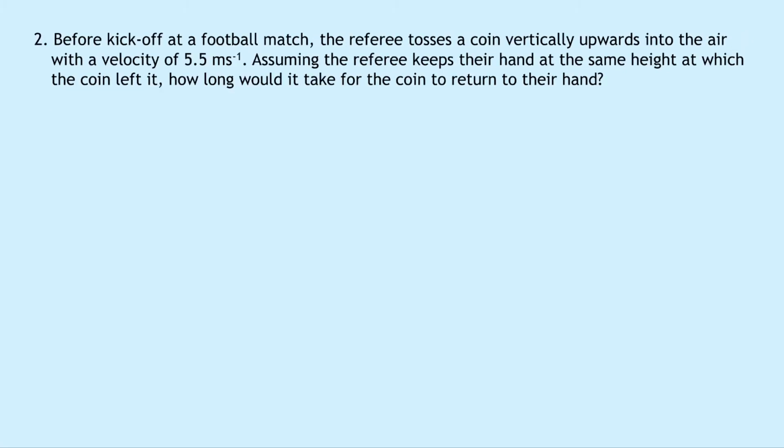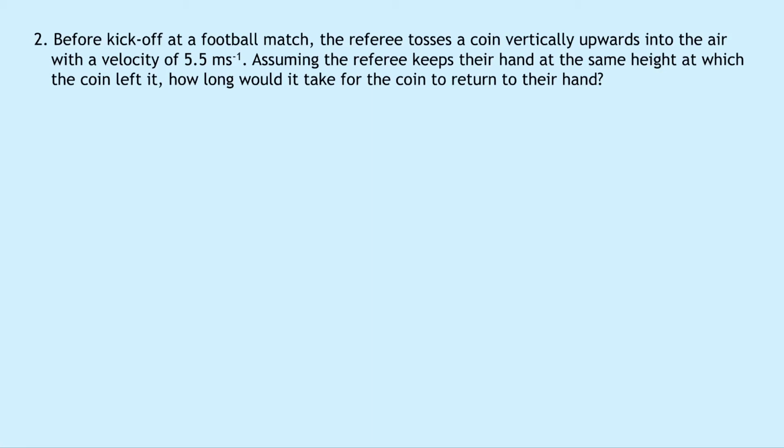Question 2 says before a kickoff at a football match, the referee tosses a coin vertically upwards into the air with a velocity of 5.5 meters per second. Assuming the referee keeps their hand at the same height at which the coin left it, how long would it take for the coin to return to their hand?